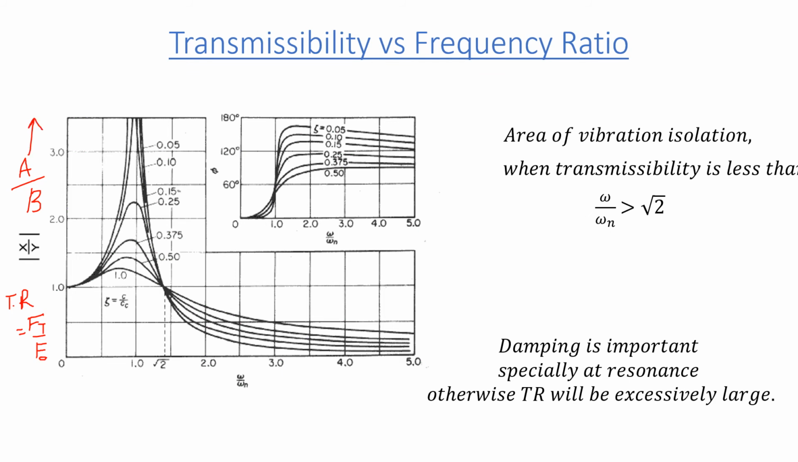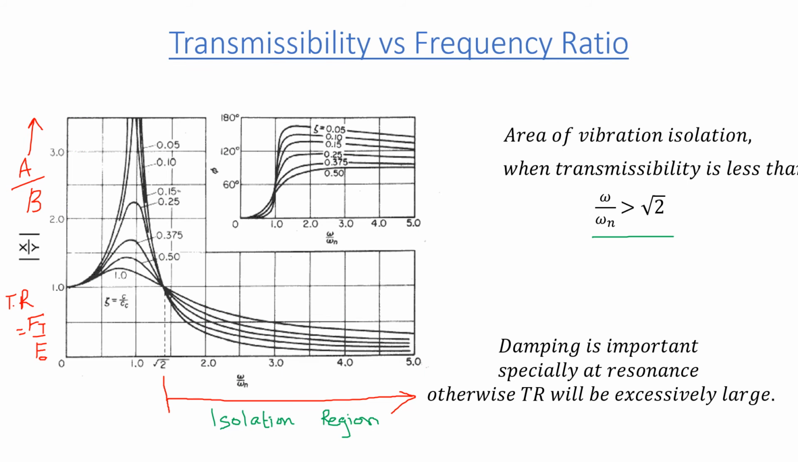When we observe, transmissibility less than 1, which is the desired, is observed for a frequency ratio greater than under root 2. So this is the isolation region, vibration isolation region. So we have to design our isolations in such a way that the plot is in this region. Means omega by omega n, the frequency ratio, should be greater than under root 2.